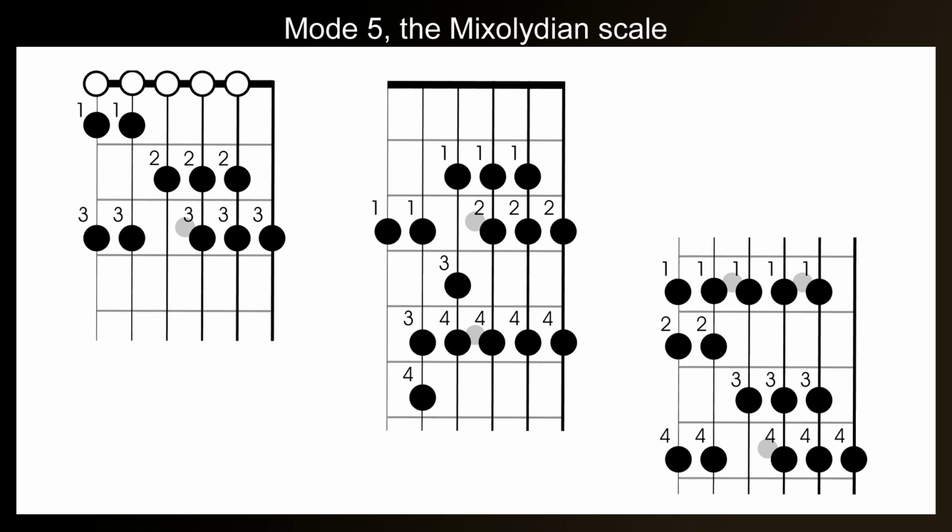From the example I've just played, you could hear that the G Mixolydian scale sounds really good with the G dominant seventh chord. However, you must have also noticed that it sounded really good when it resolved back to the tonic chord, or the root chord, and in this case that was the C major.